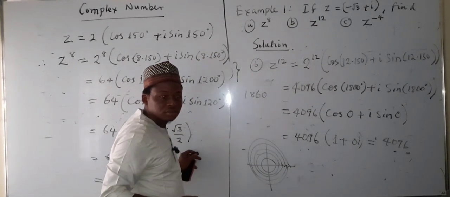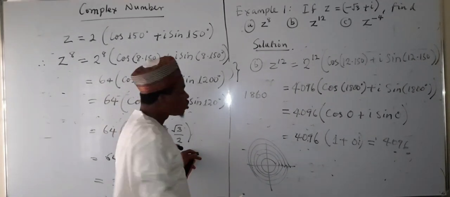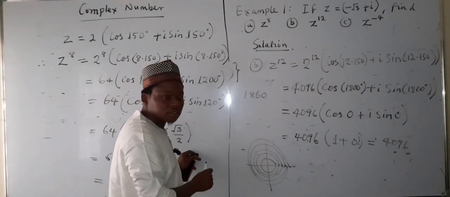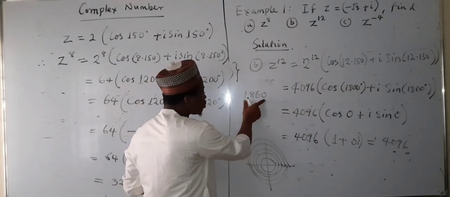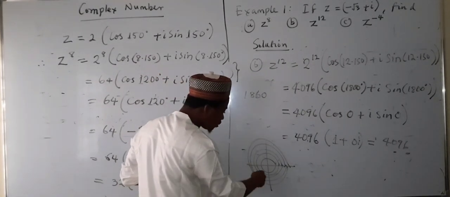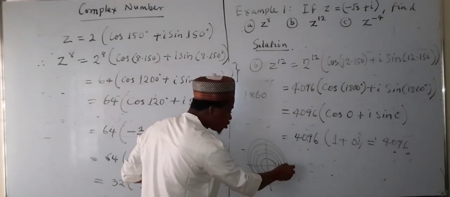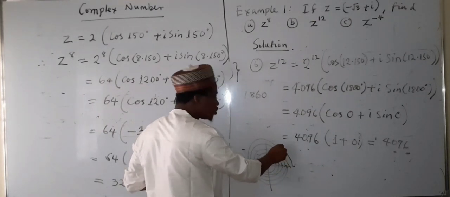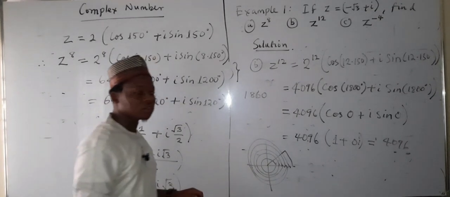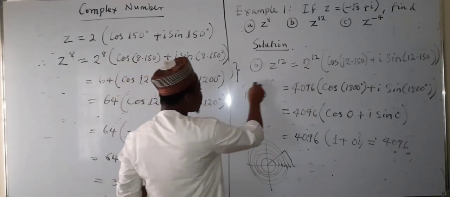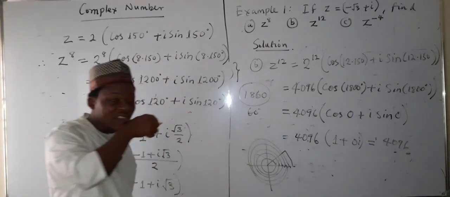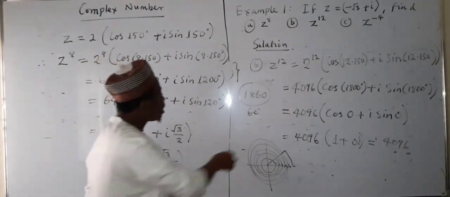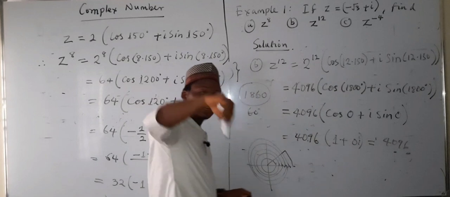Suppose we have 1,860. Do you understand now? So what will happen now is this. How many of 360 do you have? 5. So as you count the 5, then we are left with what? 60. So you now take care of angle 60. So it means that this angle is equivalent to angle 60 degree. Okay. So angle 1,800 is equivalent to 0 degree.